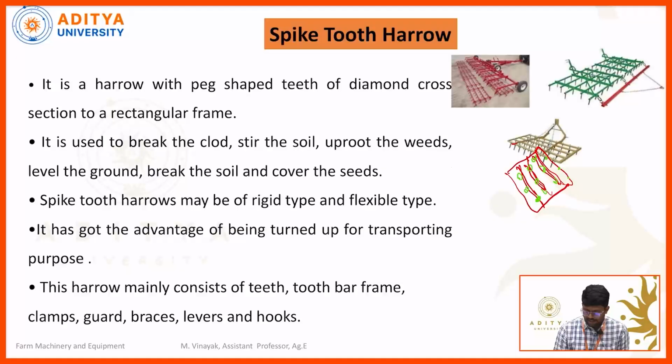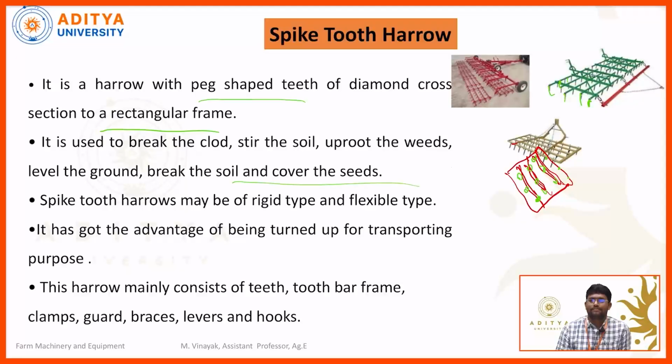These are harrows with peg shaped teeth of diamond cross section attached to a rectangular frame. The pegs which we have seen are these pegs, peg shaped of diamond cross section attached to this rectangular frame. It breaks the clods, stirs the soil, uproots the weeds, levels the ground surface, breaks the soil and covers the weeds.